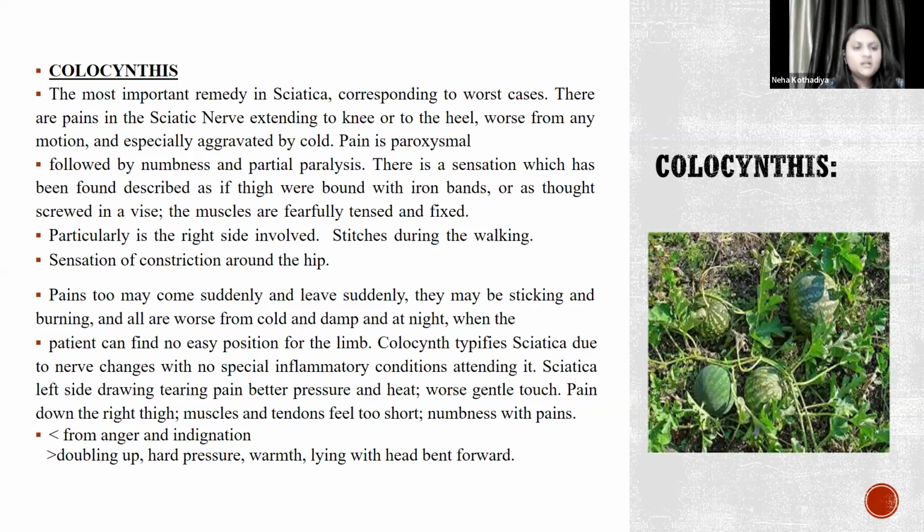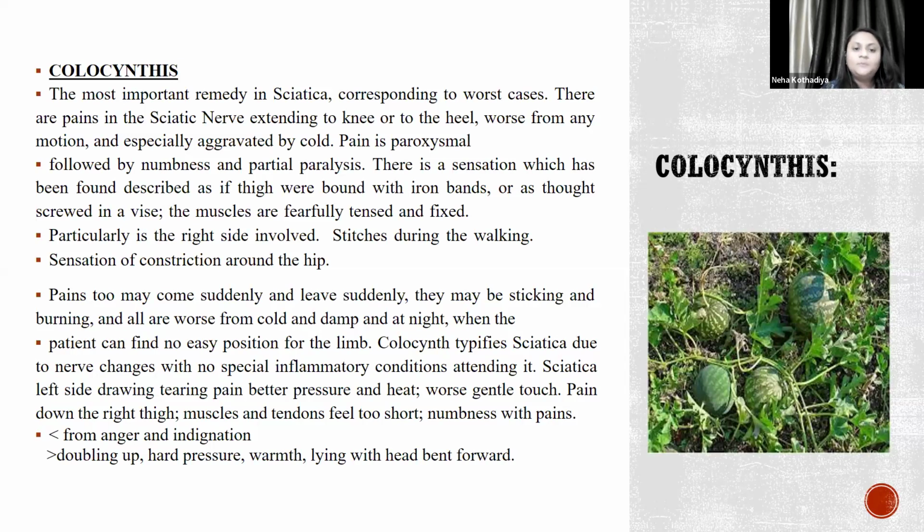Stitches during walking, sensation of constriction around the hip, spasmodic type of pain, electric shock-like pain. It is a key symptom of Colocynthis. Pain too may come suddenly and leave suddenly, as we see in belladonna. They may be stitching and burning, and all worse from cold damp at night, when the patient can find no easy position for the limb. Colocynthis typifies sciatica due to nerve changes with no special inflammatory conditions attending it.